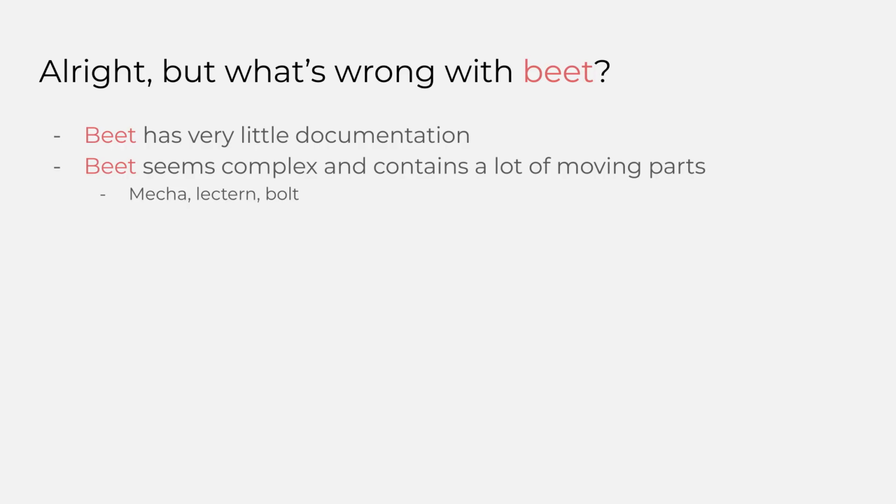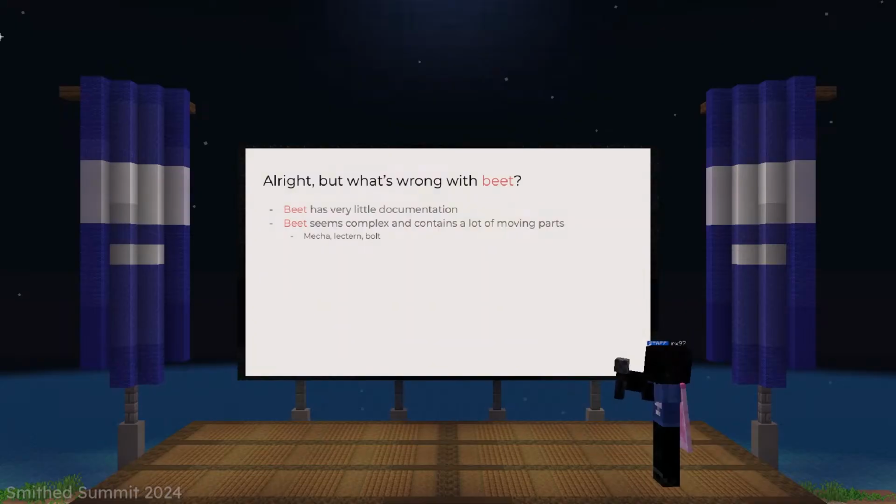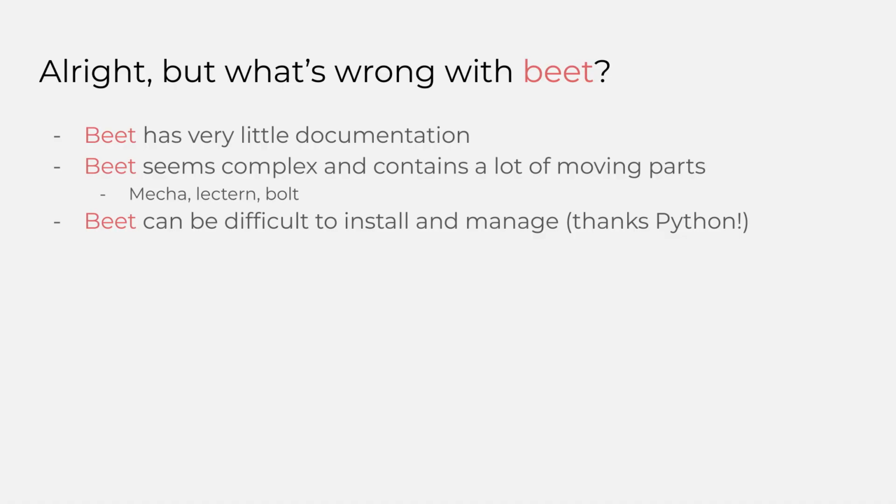Beet is sort of complex. It has a lot of moving parts, a lot of different sub projects within it. You start talking to people, and they start throwing words like mecha and bolt. And you're like, "What are all these terms? Why are there so many vegetables in my precompiler?" I guess it's just Beet, but we have the difficulty of installing and managing Beet. That's thanks to our friend Python that makes that a real pain.